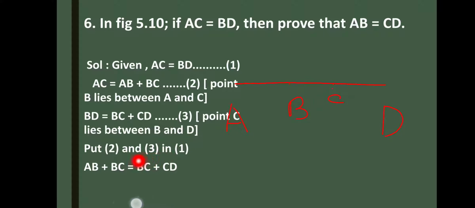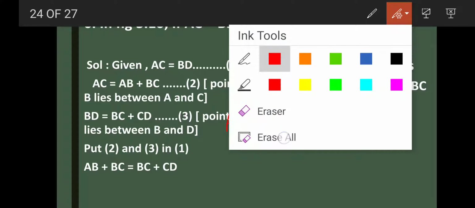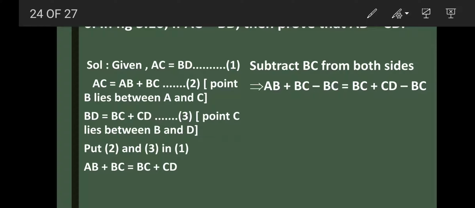Then equation 1 becomes AB plus BC is equal to BC plus CD. Now these are two equal quantities. You know from Euclid's axiom, we may subtract the same quantity from two equals. Let me subtract BC from both sides. Then we have an equation like this, that is AB plus BC minus BC is equal to BC plus CD minus BC.